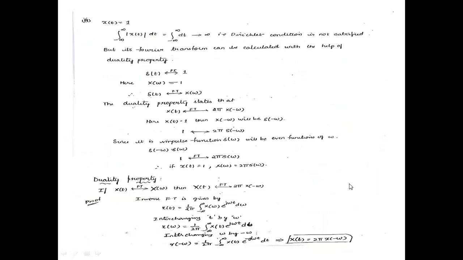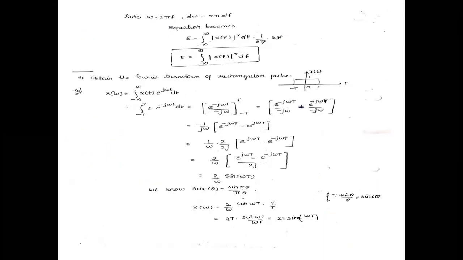So this is the signum function we have already seen. X of omega is equal to 2 by j omega. Now you can see the sinusoidal signal and the cosine signal. Before, it was a little bit confusing.